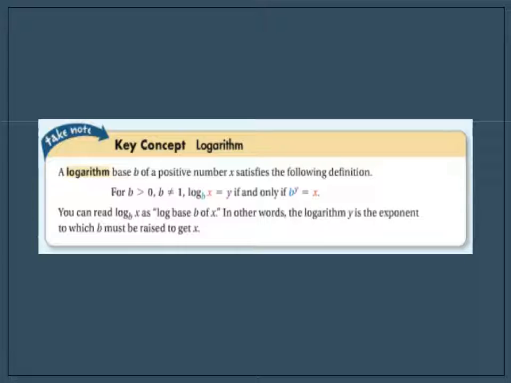So, it says a logarithm base b of a positive number x satisfies the following definition. When b is greater than 0, but b cannot equal 1, then log b of x equals y if and only if b to the y equals x. You can read log b x as log base b of x. In other words, logarithm y is the exponent to which b must be raised to get x. Now, I actually do something a little different than this. I have a little bit of an easier way to understand this, so I will show you in our example.